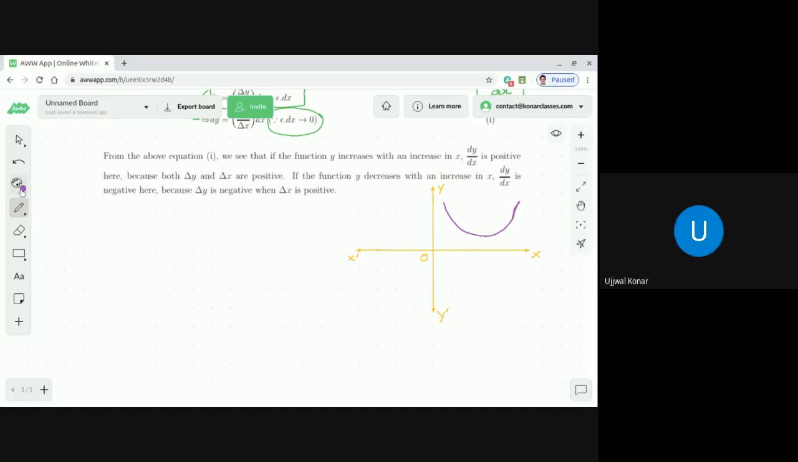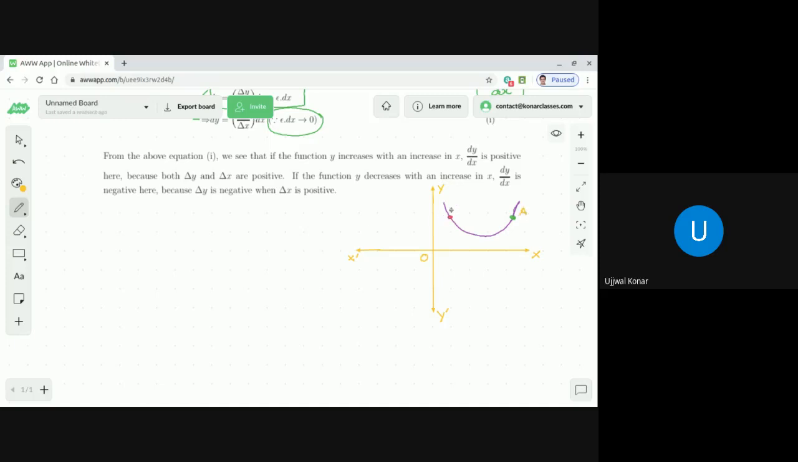Now, let's take two particular points on the curve. One point is here. And the other point is, suppose, here. Correct, dear students? So suppose this is the point I define as the point A.